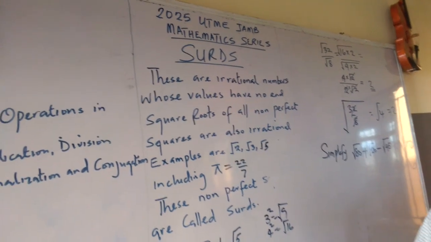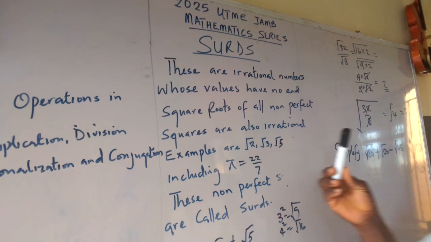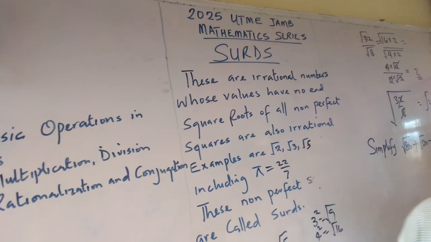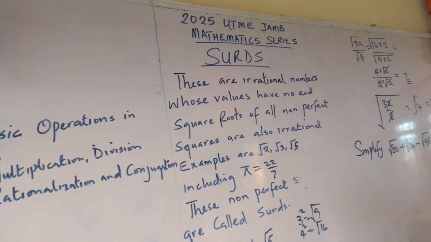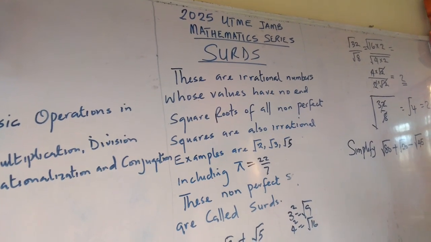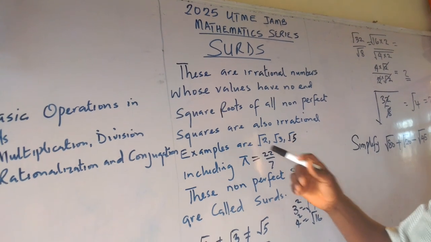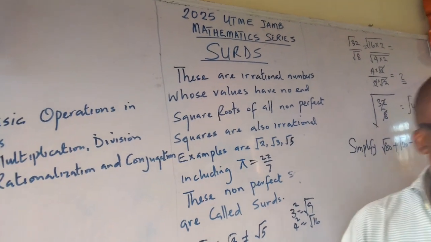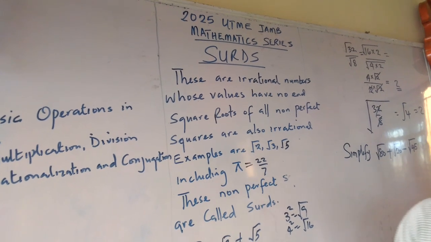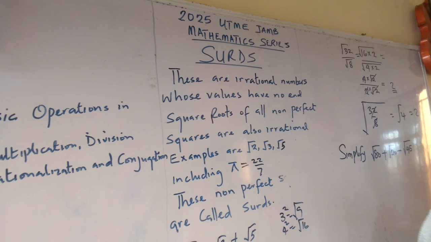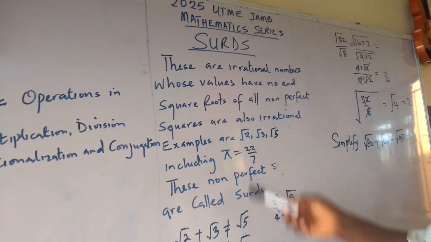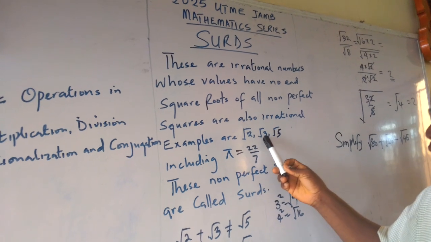What are SURDS? SURDS are irregular numbers which have no ending. They are the roots of irregular numbers which are not perfect squares. That's simply what SURDS are. So when we have a number which we cannot get its perfect square correctly, then we refer to them as SURDS. That is, the expression exists in the SURD form. Therefore, examples of such numbers with endless values are the square root of 2, square root of 3, square root of 5.